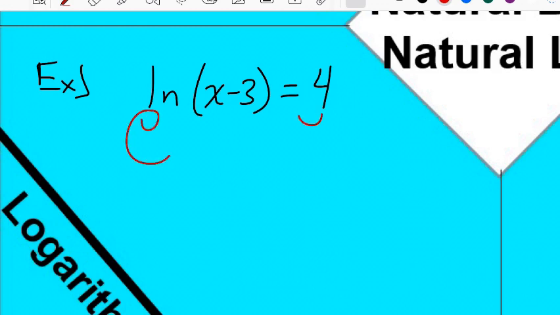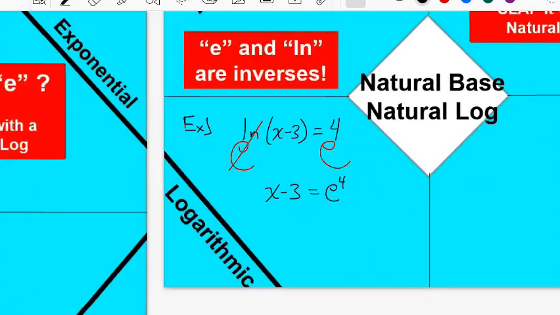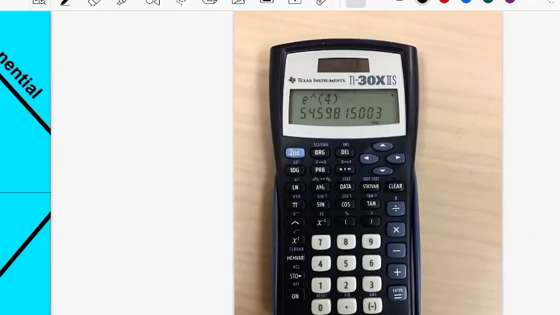But we're still going to use a base e. We're going to base both sides with an e to cancel that ln. And you get x minus 3 equals literally e to the 4th power. E to the 4th power sounds like something you're going to want to do on your calculator. Okay? Get that calculator handy again.